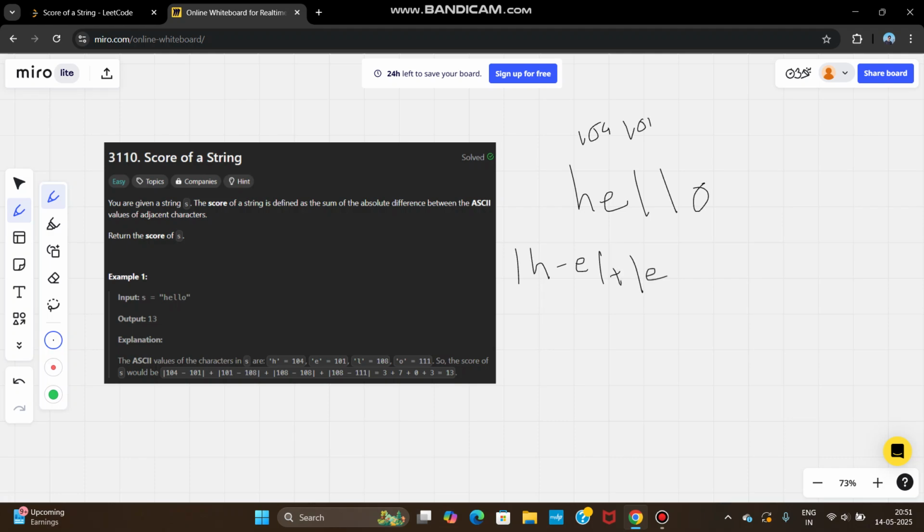Then we can do, the problem says, H minus E plus E minus L plus L minus L plus L minus O. This is the whole thing, and we have to do the sum of it. We are required to return the sum of it. So it's the ASCII value 104 minus 101. You get the point. It's pretty easy.